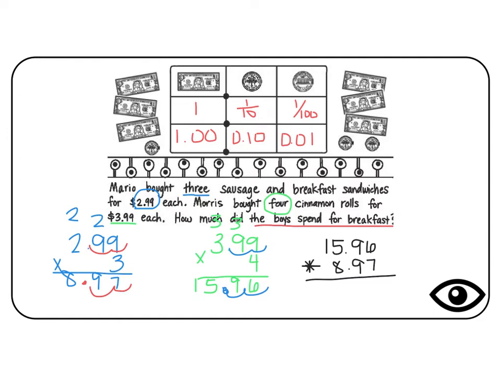6 plus 7 is 13. 9 plus 9 is 18, plus 1 is 19. 8 plus 5 is 13, plus 1 is 14, and 1 plus 1 is 2, and now when we're adding, our decimal drops straight down. So altogether, the boys spent $24.93. Let's try a problem together.